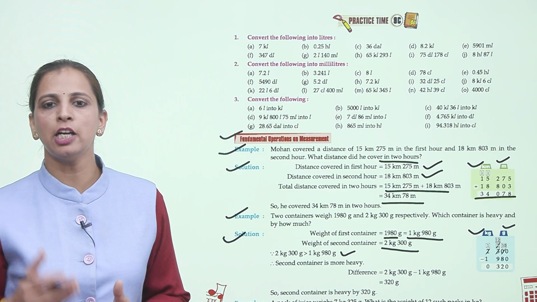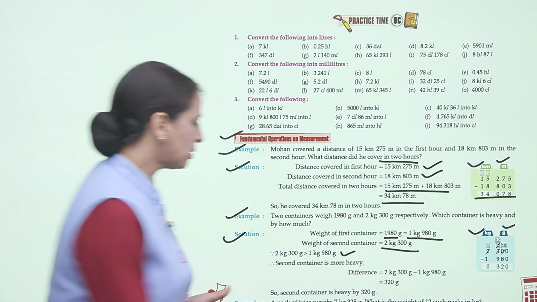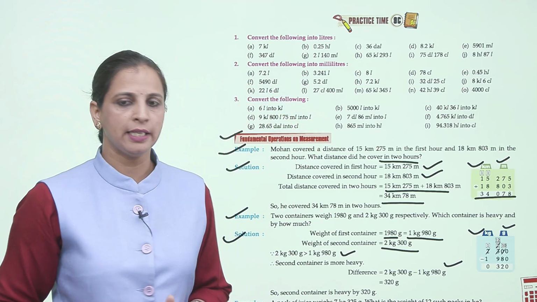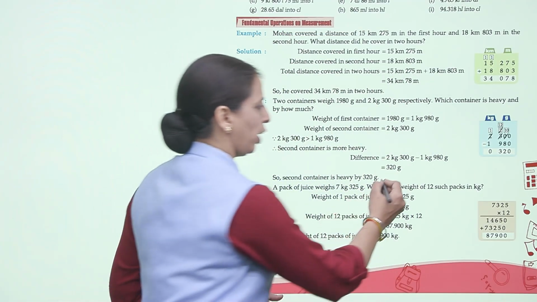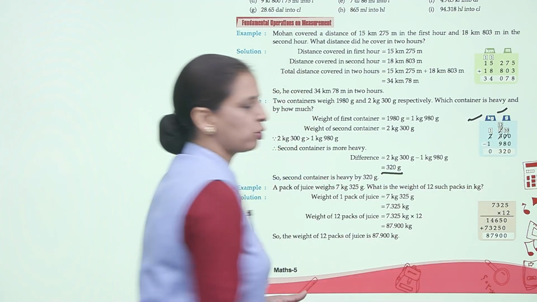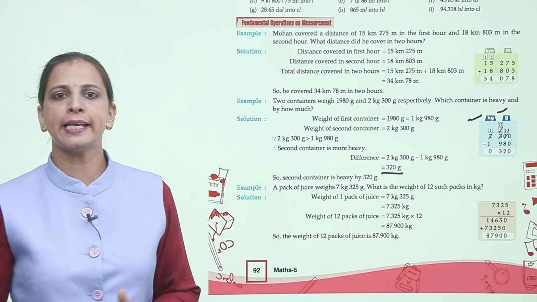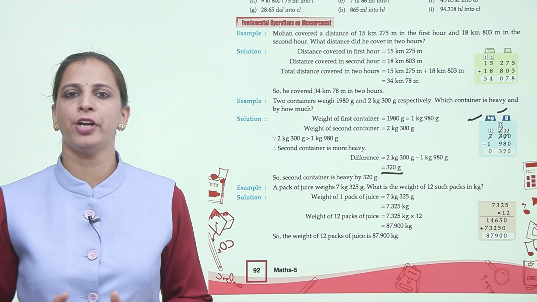दोनों का डिफरेंस निकाला, 2 किलोग्राम 300 ग्राम माइनस 1 किलोग्राम 980 ग्राम्स. सो डिफरेंस कितना आया, 320 ग्राम्स. यहां हमने किलोग्राम और ग्राम्स को माइनस किया. सो सेकेंड कंटेनर इज हैवी बाय 320 ग्राम्स.